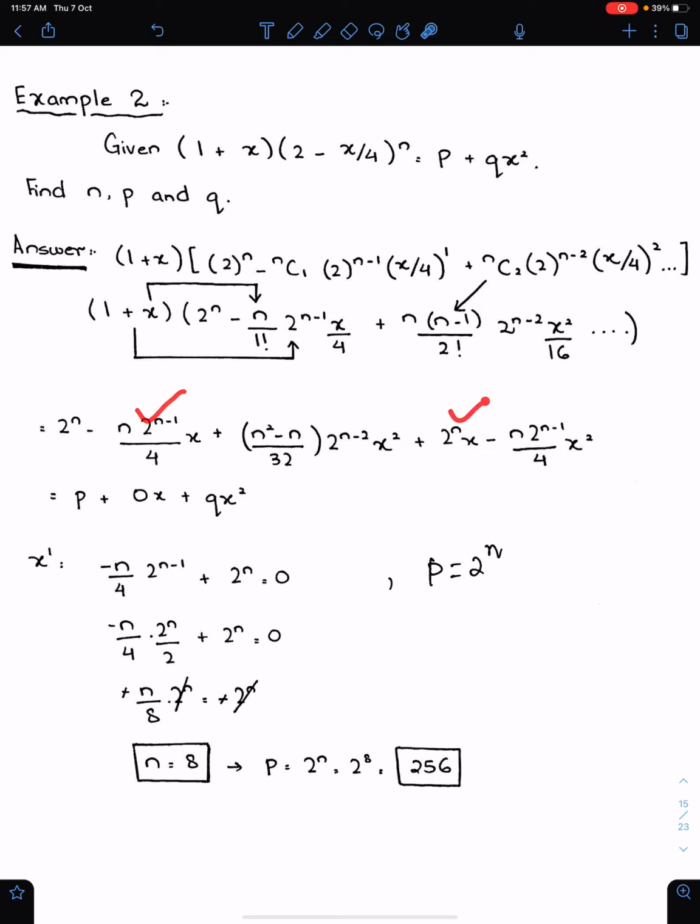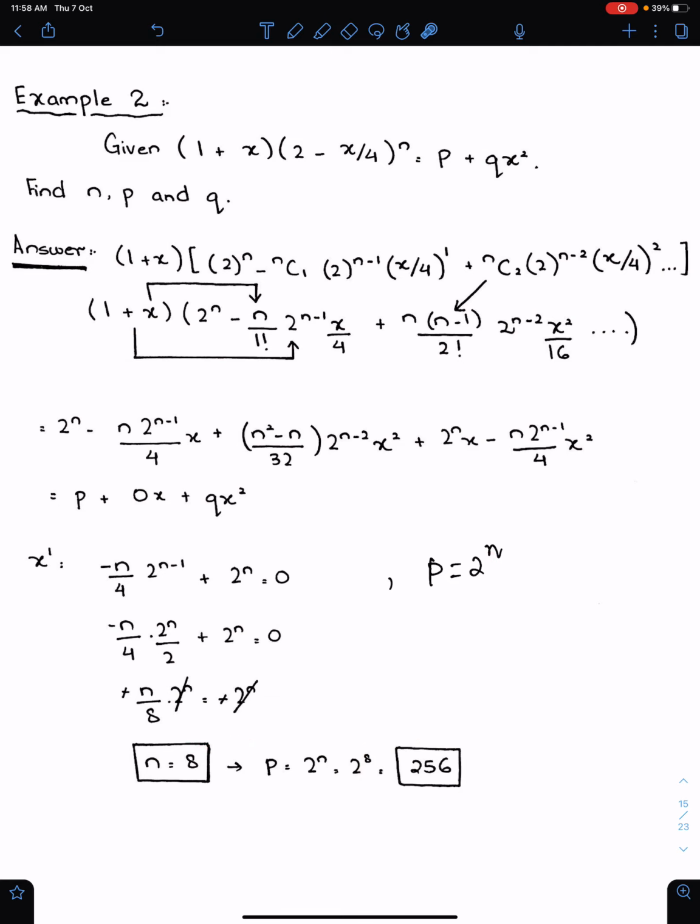Coefficient of x, coefficient of x. So this plus this is equal to 0. Now you need to solve this for n. Therefore n is 8. When you simplify this, make sure you simplify it carefully. According to the rules of indices, you can write 2 power n minus 1 as 2 power n upon 2 power 1. When you put 8 here, you will get p, which is 256.